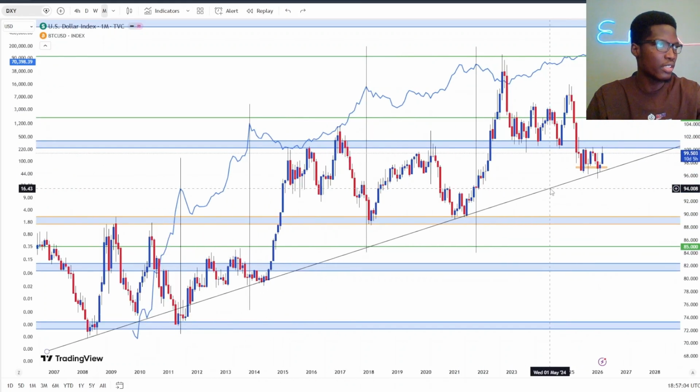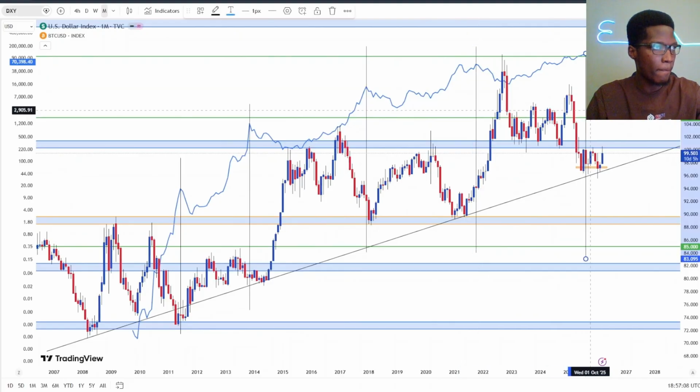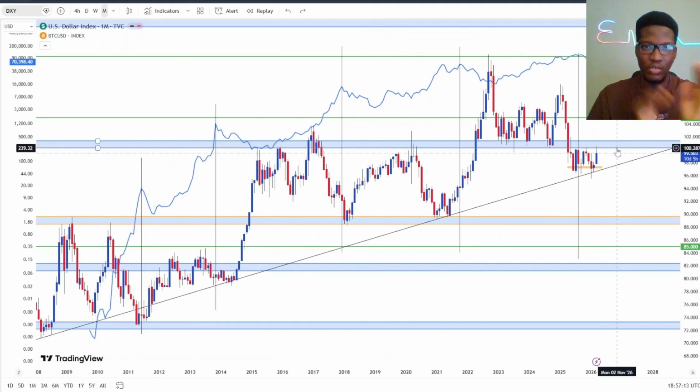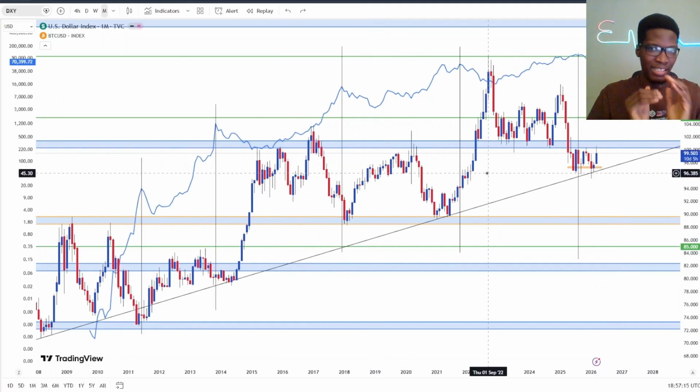And I was expecting October, so I put this on October as well. So looking at this, you won't get it exactly, but it gives you a fair idea of what is going to happen with Bitcoin with respect to the dollar or the DXY index.